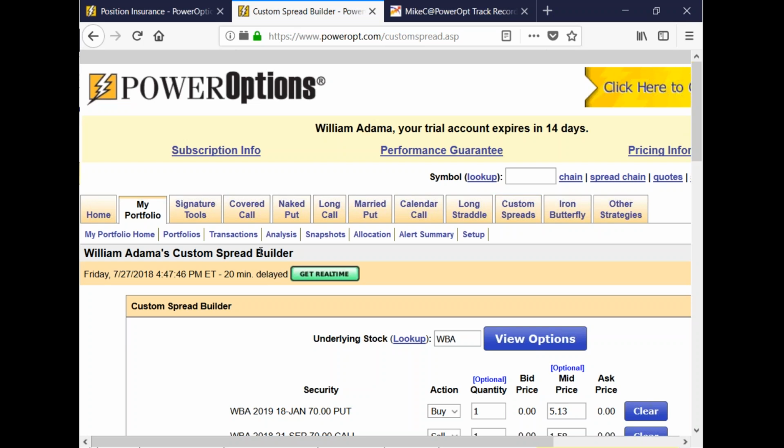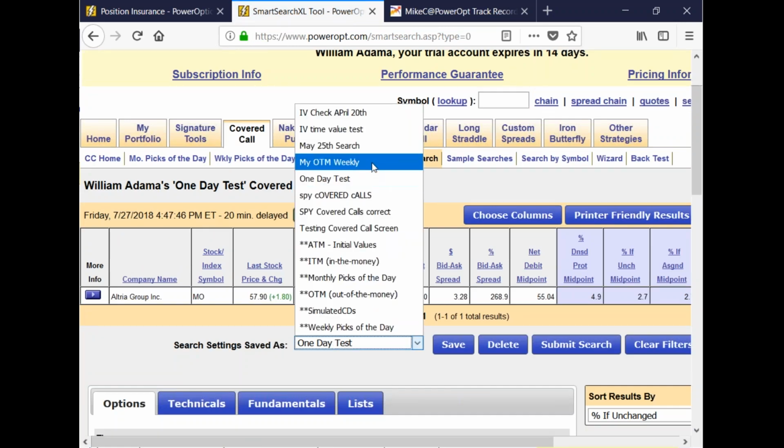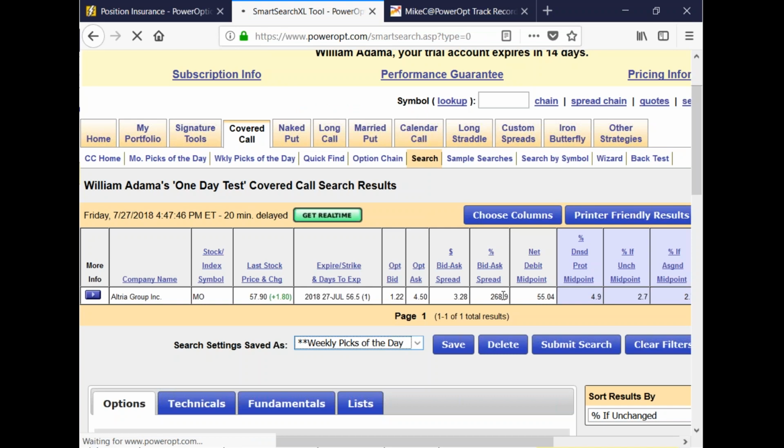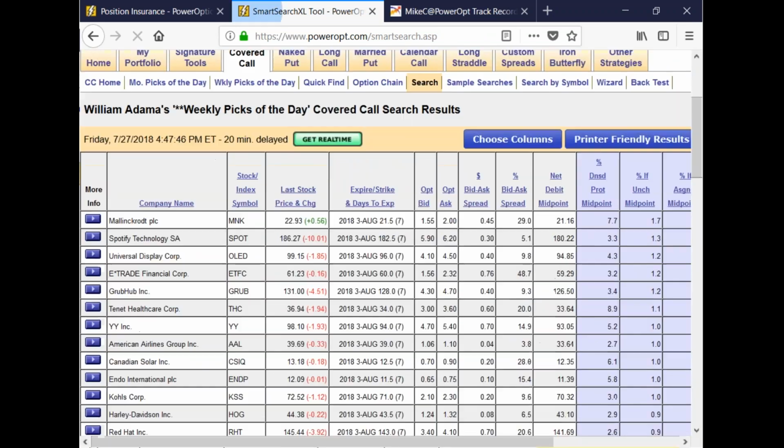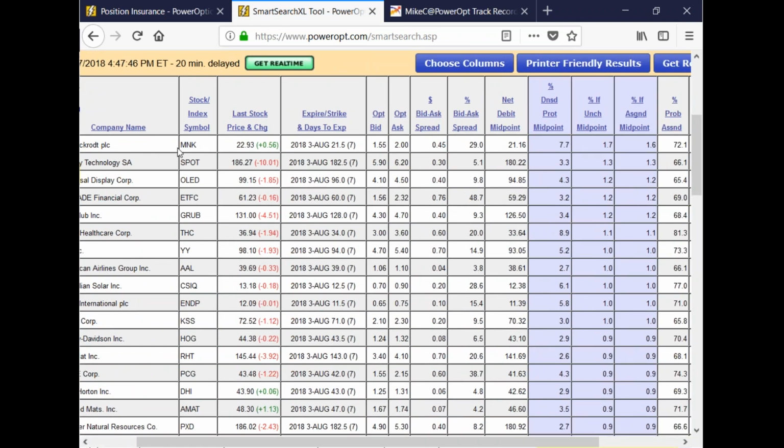I don't know which screen to best illustrate this, but I'm going to go to covered calls for the time being. I'm just going to go to basic search on covered calls, and let's go to the weekly picks of the day to see what positions are available. Let's see the return here. The returns are mostly around 1%, with a really high one on MNK of 1.6% for next week's position. We usually open the picks of the day on Monday. That's how Ernie's testing worked when we post these trades. Let's call it a good average around 1%.